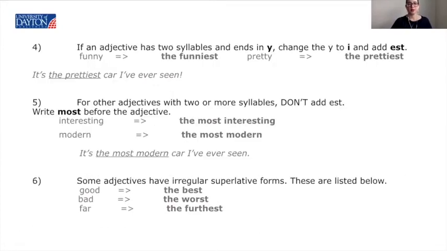Then we got the rule with the Y. So the Y has to change, and it has to change into an I, remember? And then in this case, we add est if it's a short word. So we got funny, the funniest, pretty, the prettiest. That is the prettiest car I have ever seen. So probably you're thinking about whether it's the silver or the yellow one. I don't think you're just thinking about the white one. For other adjectives with 2 or more syllables, don't add est, but we're gonna use the most instead of more, okay?